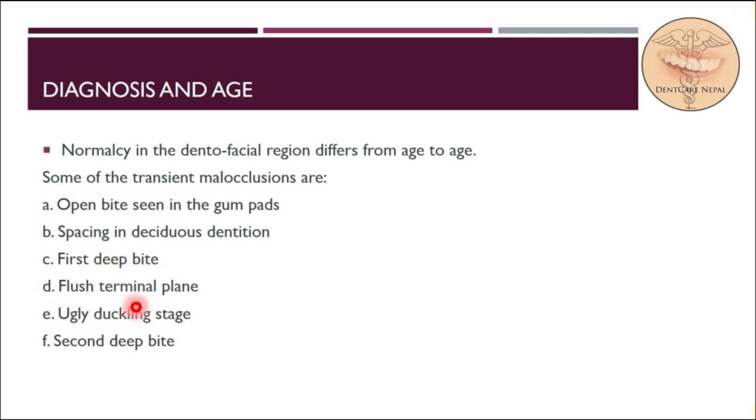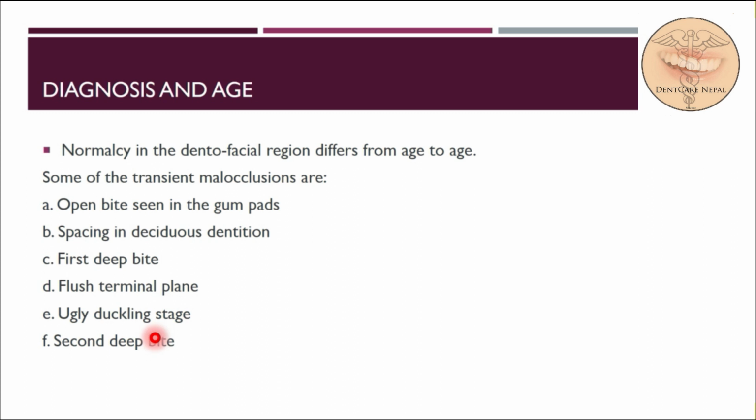And flush terminal plane: during the deciduous dentition stage, if the distal end of the maxillary teeth and the distal end of the mandibular teeth, that is the deciduous second molars, are in a straight line, it is termed the flush terminal plane. So that is not abnormal. Later, when the mandibular growth catches up, that will eventually turn into Angle's class 1 molar relation. So that is also a transient malocclusion.